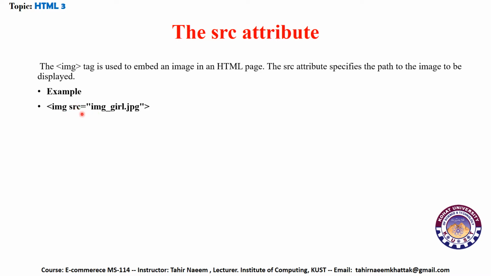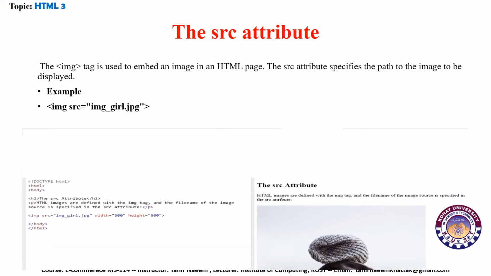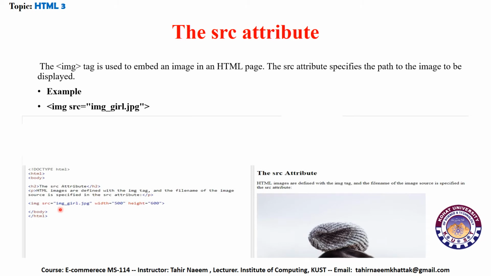Src is basically the abbreviation of source, and I have enclosed it in double quotes. img underscore girl is the name of the file, dot, and this is the extension, jpg. Here is the example: img src equals, you always have to write equals and double quotes. You have to enclose img underscore girl dot jpg in double quotes. This is the name of the file which you want to embed in your web page.